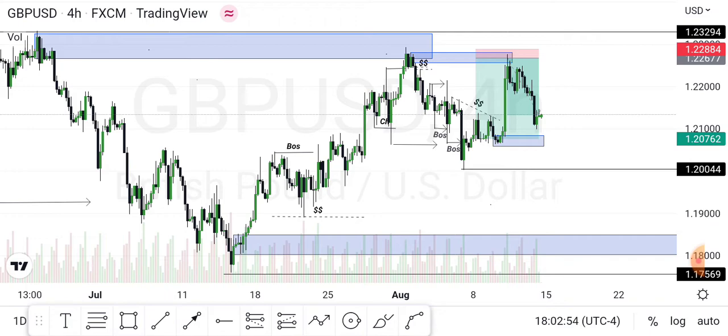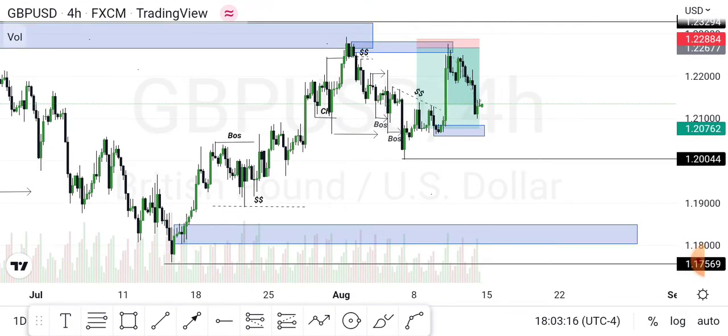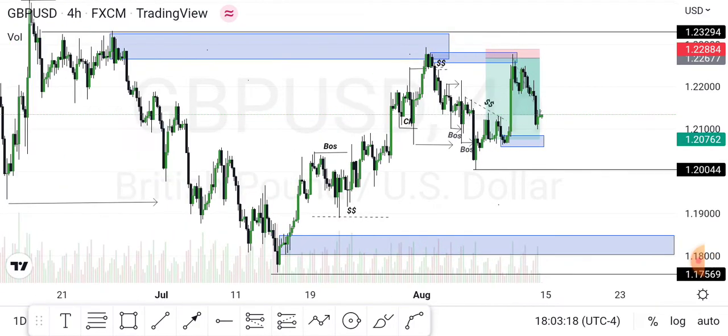Just like our vehicles, our cars and all of this stuff, need fuel to function, it's the same thing with price. Price needs inducement to function. Price needs that liquidity and inducement to be able to move, so price will have to grab all of this inducement to make that move. So we understand, guys. Now let's look at this chart from here.